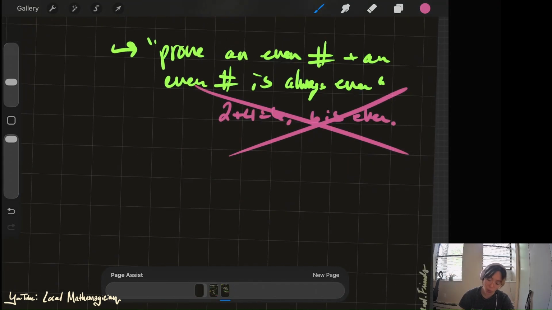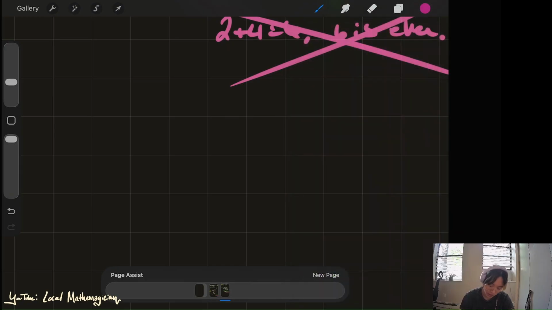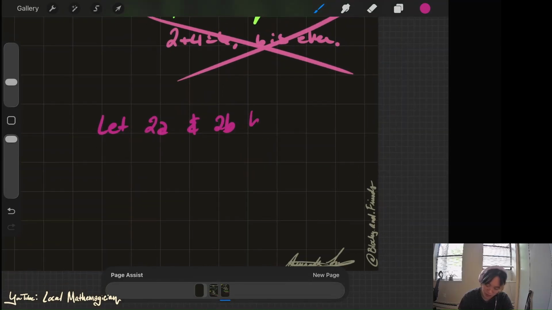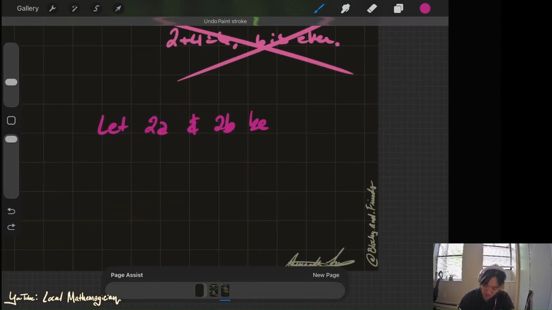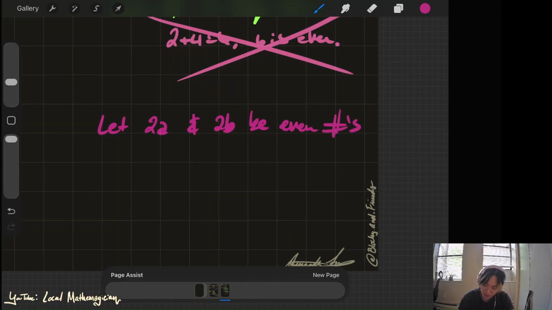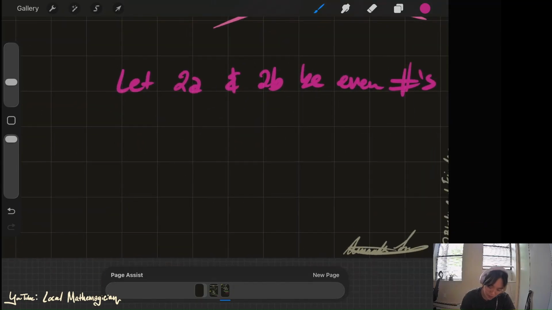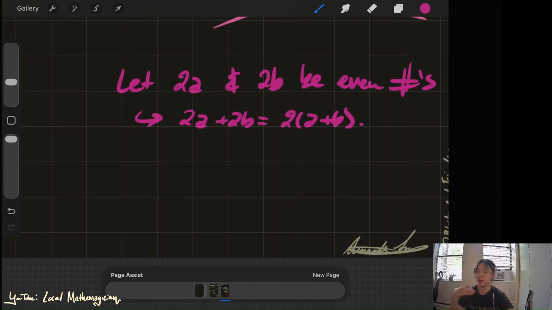Can't do that. What I can do is I can say, oh, let 2a and 2b be even numbers, right? Right, because even numbers are always able to form 2 times something, right? 2a plus 2b is the same as saying 2 times (a plus b), and anything of the form 2 times blank, as long as that blank is an integer, is always even. This is okay. All right? Okay. So, no proof by example.